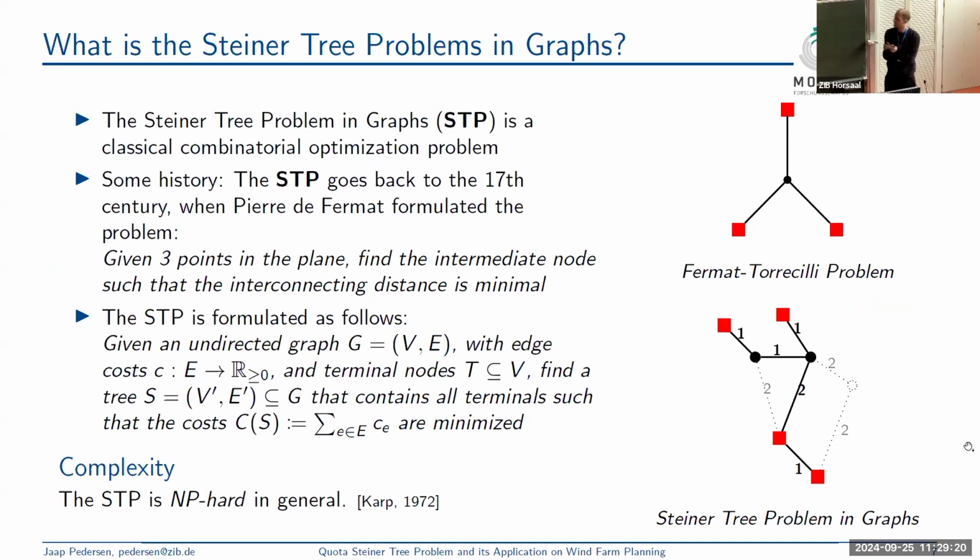So what is the Steiner Tree Problem? The Steiner Tree Problem in graphs is a classical combinatorial optimization problem. It goes back even to the 17th century, when there was a very simple but not trivial problem: given 3 points in a plane, find the intermediate node such that the interconnecting distance is minimal. So this is the general Steiner tree problem without graphs. You can extend this to an arbitrary amount of points which you want to connect on a plane, which is called the Euclidean Steiner tree problem. And then for the Steiner tree problem in graphs, you say, given an undirected graph G with edge costs c and terminals T as a subset of the nodes in the graph, find a tree, a subgraph, that contains all terminals such that the costs are minimized. And this problem is in general NP-hard.